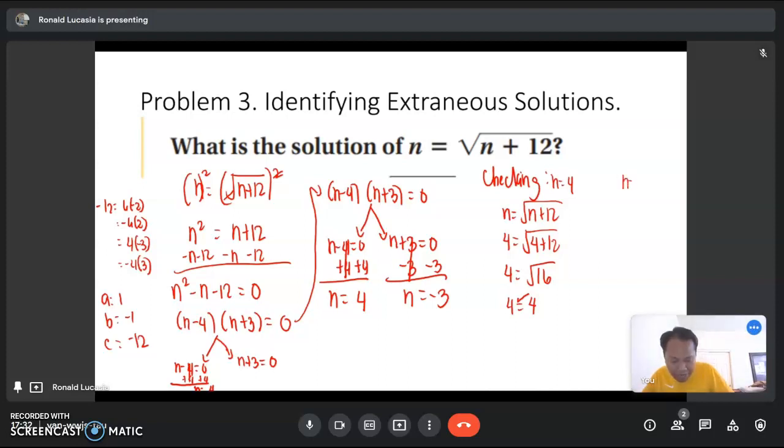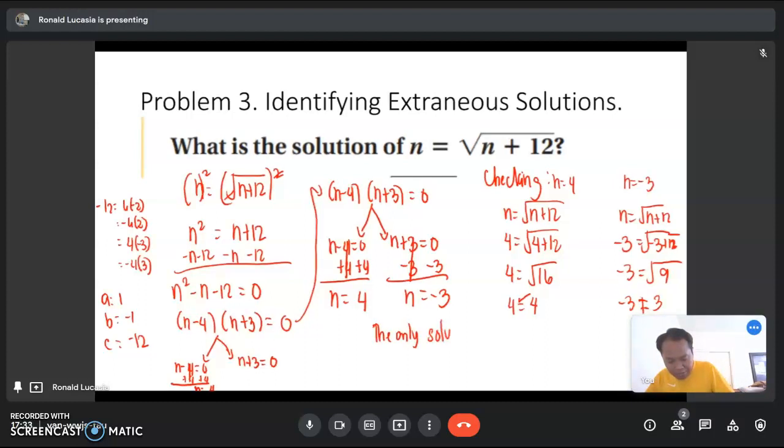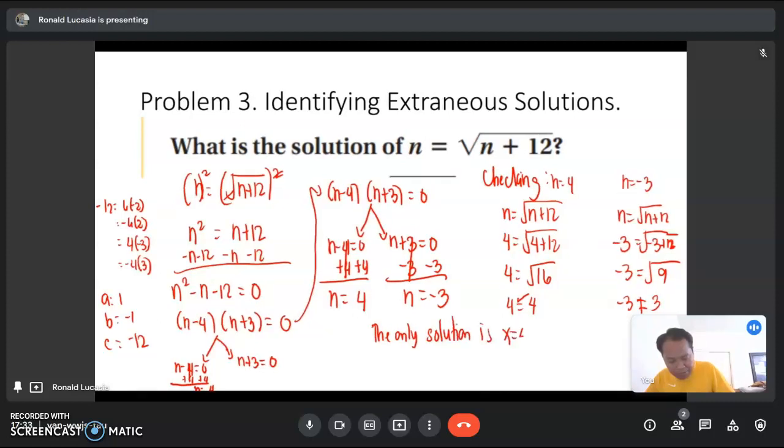Let's try negative 3. So n is equal to the square root of n plus 12. N is negative 3. So by substitution, negative 3 plus 12 is positive 9. The square root of 9 is positive 3, which means that negative 3 is not equal to 3. That gives us the idea that only 4 is the solution. So the only solution is x is equal to 4. The extraneous solution is x is equal to negative 3. Okay? The solution is 4.